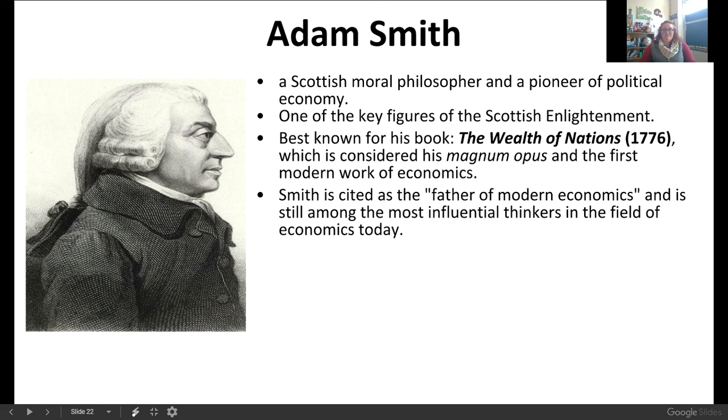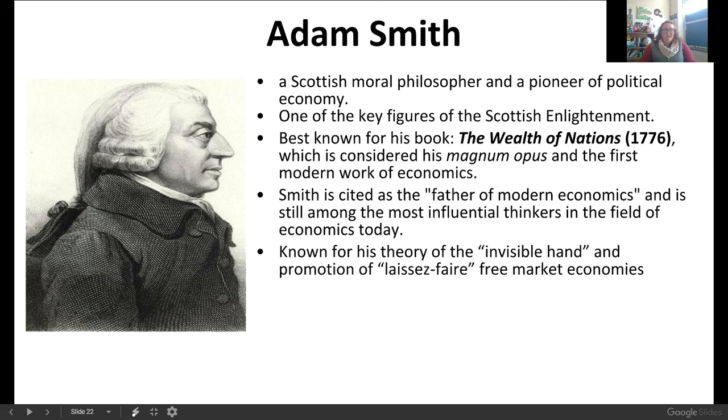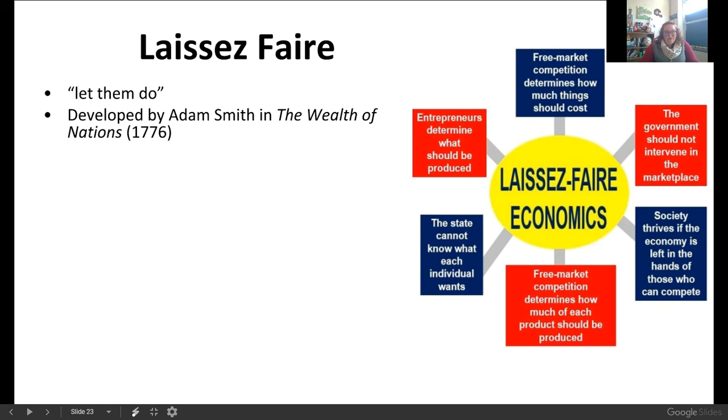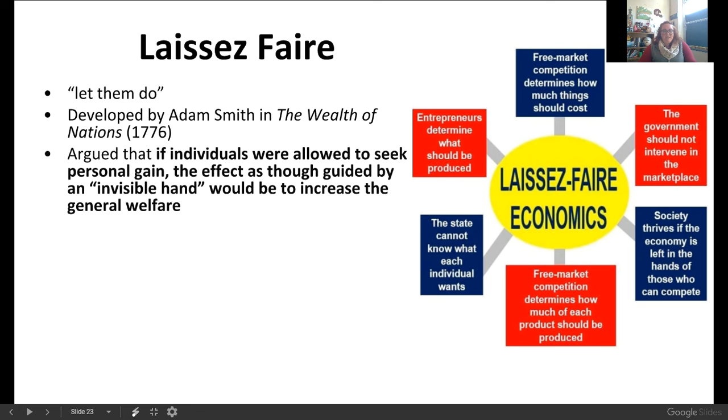Smith is cited as the father of modern economics and is still among the most influential thinkers in the field of economics today, even though he hasn't been alive for years. He is actually known for the invisible hand theory and the promotion of the laissez-faire free market economies. So what does laissez-faire mean? It means let them do. I remember it as lazy affair. So government has a lazy affair with the market.